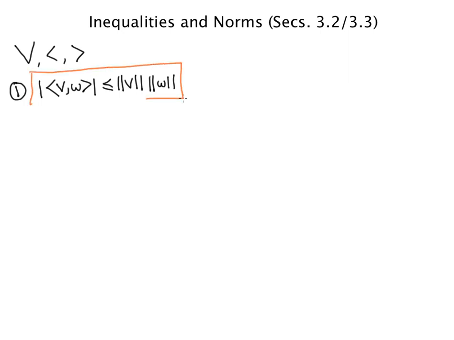Okay, let's continue our discussion of inequalities. So we have any vector space with an inner product. And last time I stated the Cauchy-Schwarz inequality, which said that the absolute value of the inner product of two vectors is less than or equal to the product of the lengths of the two vectors. And that's true in any inner product space, and that's an important inequality called the Cauchy-Schwarz inequality.